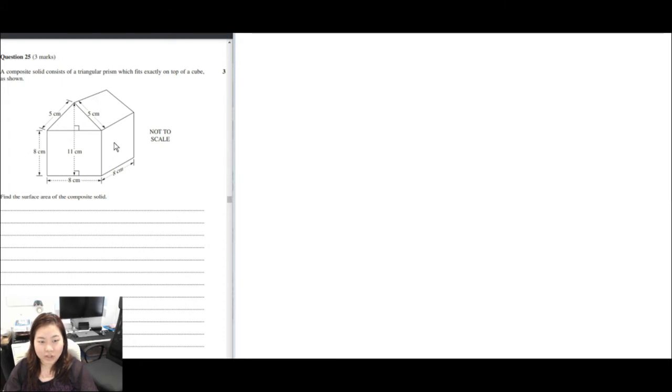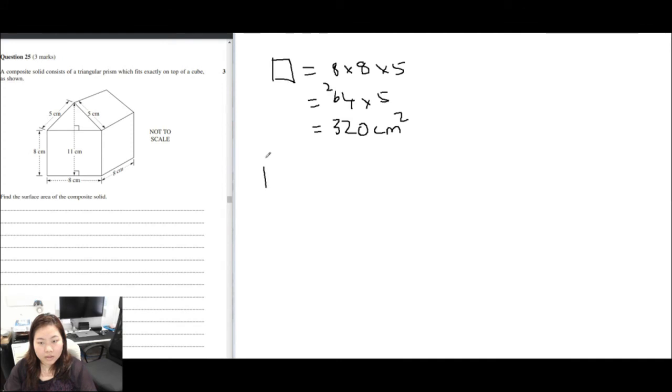Let's do the cube. The cube's only got 5 faces on the outside because the one face has a prism on it. So that's 8 by 8 times 5. The squares are 8 by 8 and there are 5 faces. So that's 64 times 5, which is 320 square centimeters. Then the rectangles are 5 by 8 by 2, and that is 40 times 2, so that's 80 square centimeters.